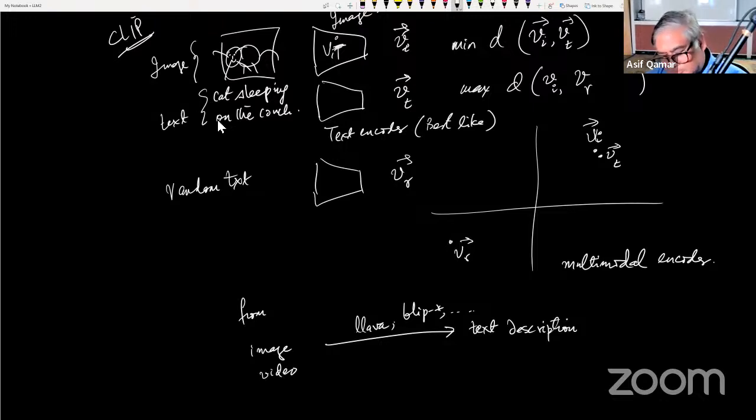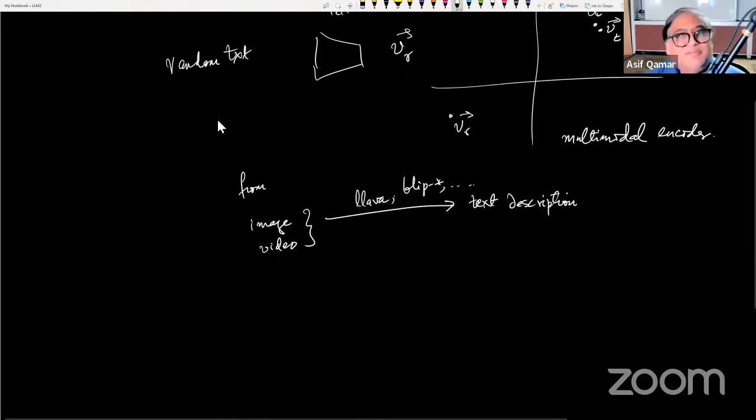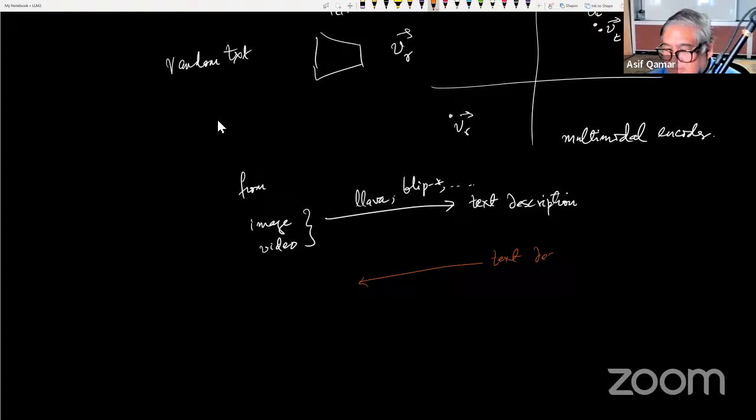Video-LLaMA, these two we are able to do. But if you do the opposite journey, to go from a text description to an image, this was a slightly harder problem.